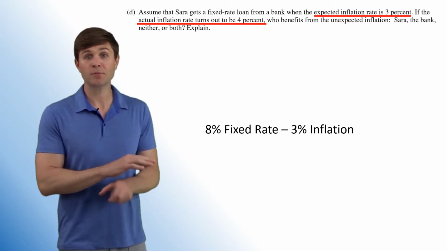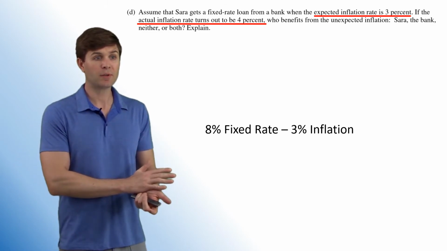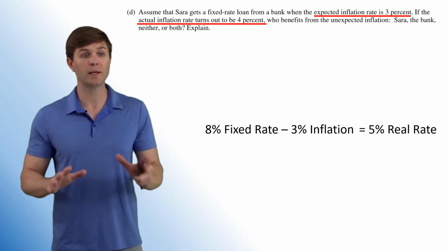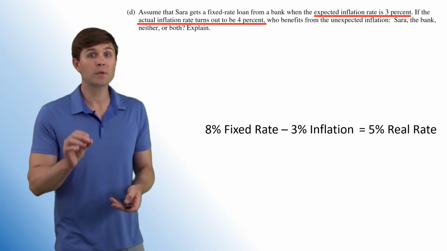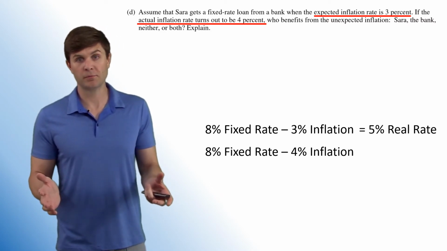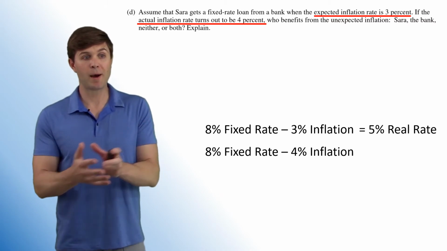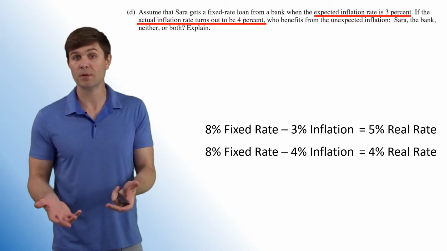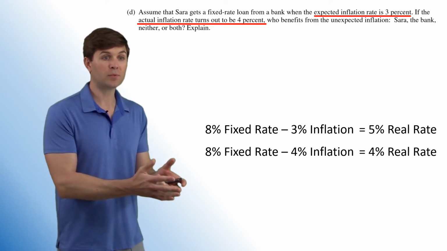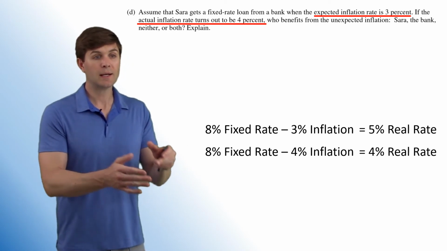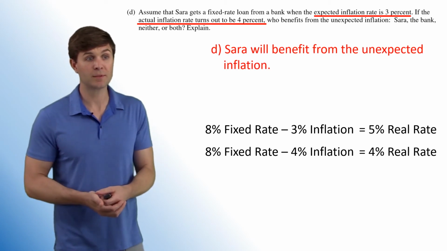If you have an 8% fixed rate, this is just a hypothetical. It's not part of the question, but 8% fixed rate, 3% inflation, your real rate is 5%. So let's imagine Sarah's real rate was supposed to be 5%, but realistically, we have 4% inflation. So they didn't change the fixed rate, that's still 8%, but we minus that 4% inflation, the real rate ends up being 4%. So in reality, Sarah expected to pay a 5% real rate or real interest rate. It ended up being 4%. So in this case, Sarah is going to benefit from the unexpected inflation.